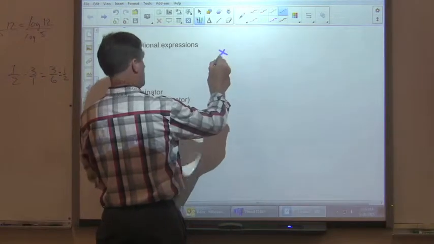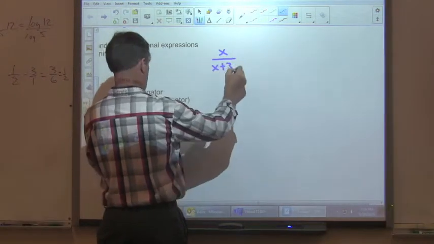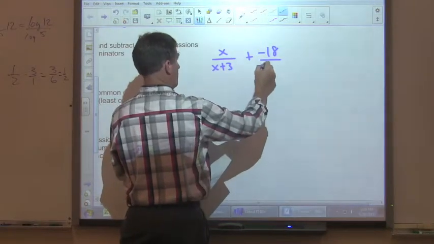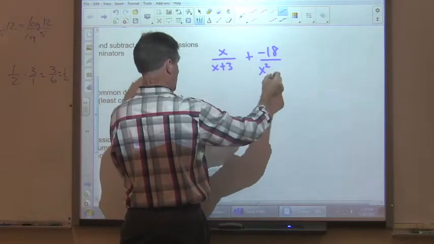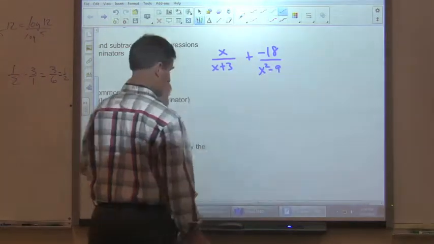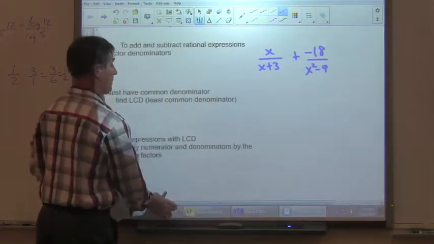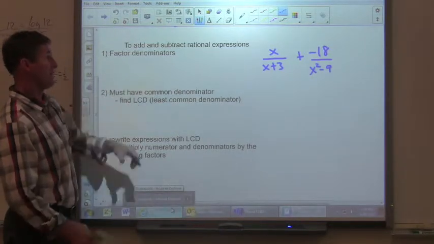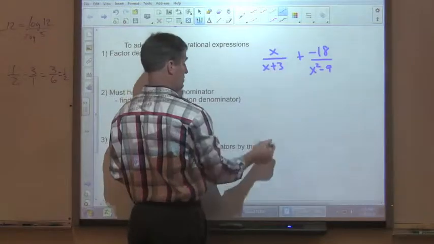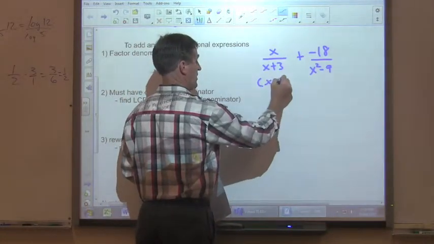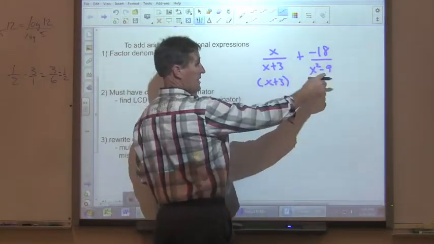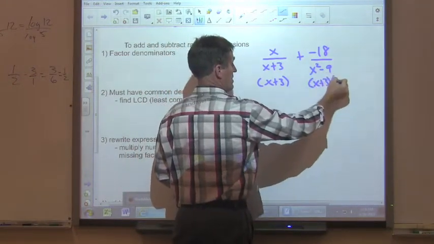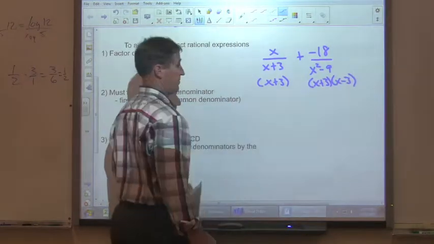So x over x plus 3 plus negative 18 over x squared minus 9. Okay? So we want to factor the denominators. We can't factor x plus 3, so I'm just going to put that in parentheses. But we can factor this. This is the difference of two squares: x plus 3 and x minus 3.